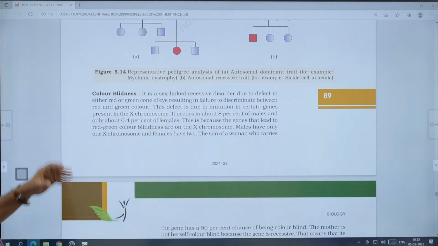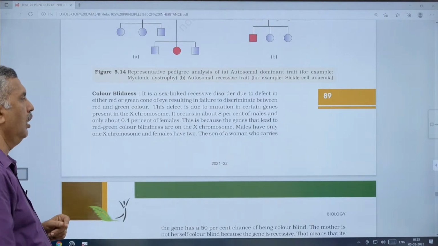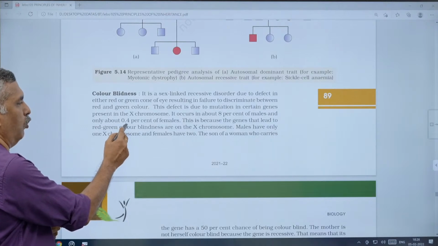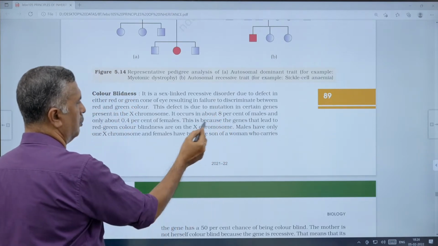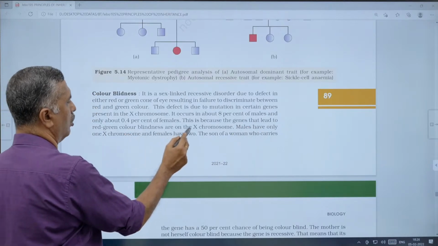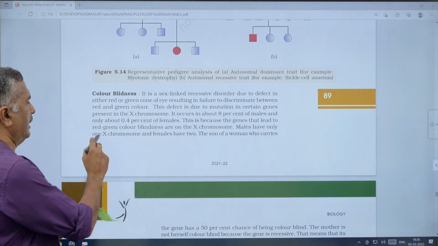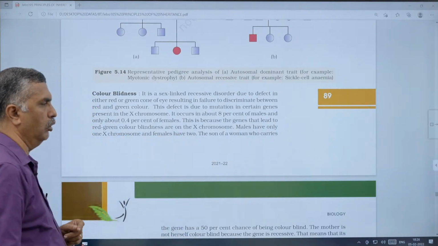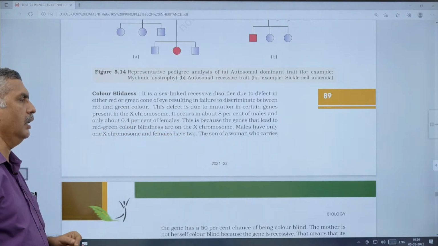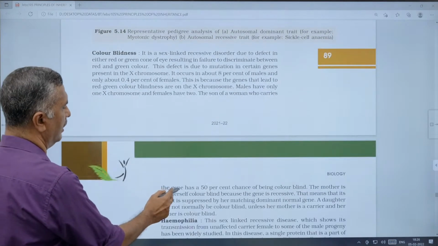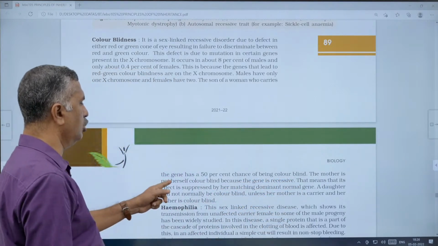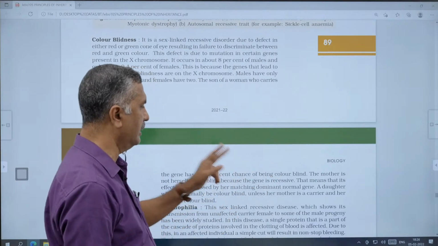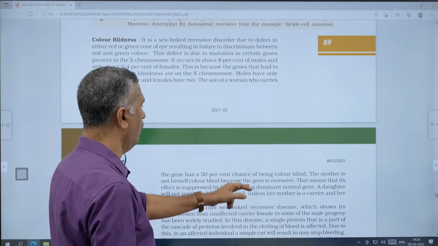Most color blindness occurs in males because males have only one X chromosome. Females have two X chromosomes, so the percentage is very low, 0.4%. The genes that lead to red-green color blindness are on the X chromosome. Males have one X chromosome and females have two. The sons of a woman who carries the gene have a 50% chance of being colorblind. The mother is not herself colorblind because the gene is recessive. That is X-linked recessive, which means its effect is suppressed by the matching dominant normal gene.